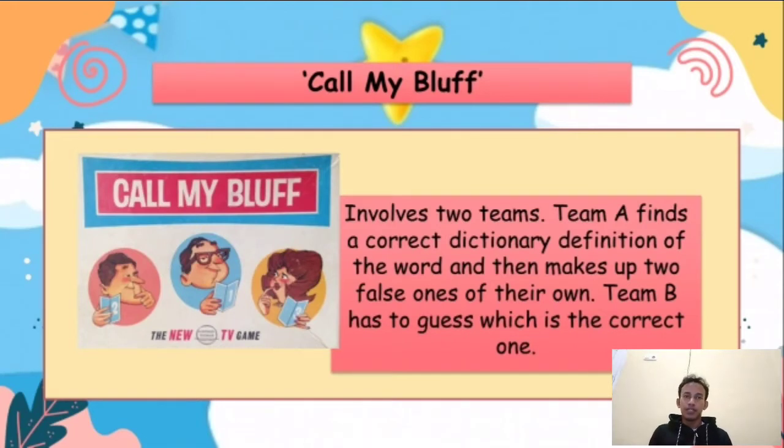Okay, next is about Call My Bluff. Call My Bluff is played in two teams. Team A is given a word that members of the other team are unlikely to know. Team A finds a correct dictionary definition of the word and then makes up two false ones of their own. And then they read out their definitions and Team B has to guess which is the correct one. Now Team B brings out three definitions of their word, one correct and two false, and Team A has to guess.